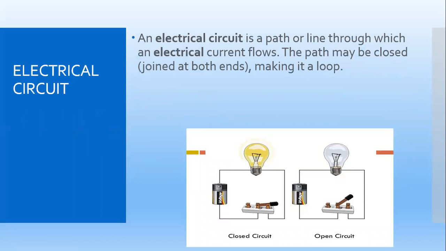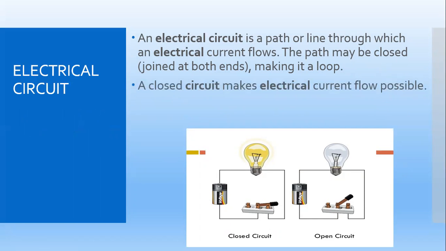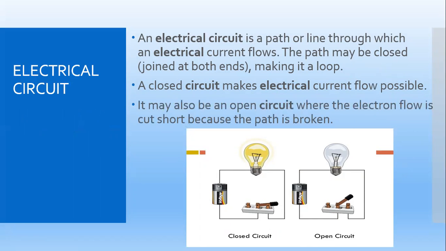An electric circuit is a path or line through which an electrical current flows. The path may be closed, that means joined at both ends, making it a loop. A closed circuit makes electrical current flow possible. It may also be an open circuit, where the electron flow is cut short because the path is broken. From the diagram, you can easily understand the open and closed circuit.